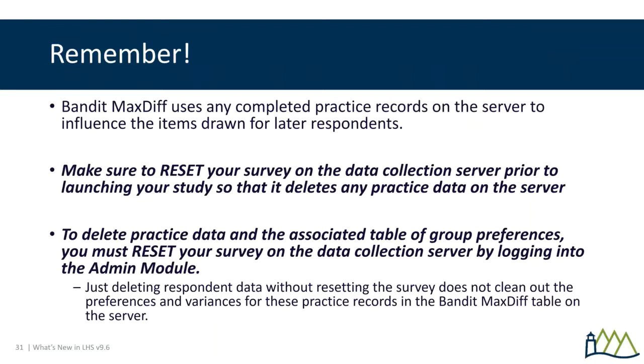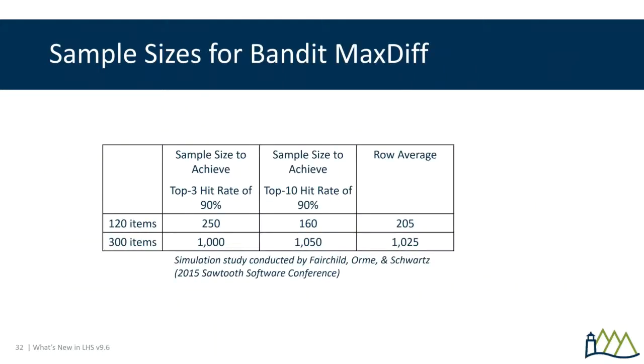And again, just remember, reset your survey data like Zach said, just to make sure that your test data doesn't influence your actual data. And then the final note, there's also questions about sample size as well. So with Bandit MaxDiff, actually this question just came in, so perfect timing. For Bandit MaxDiff, you can actually achieve a really good hit rate of, if you're looking for those top 3 items, with only 250 people if you have around 120 items.